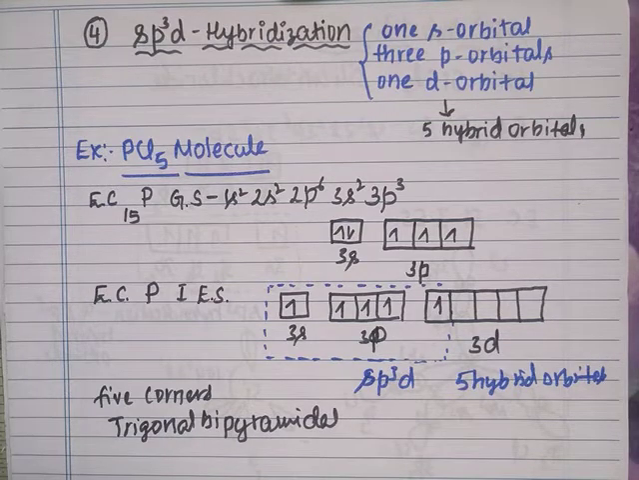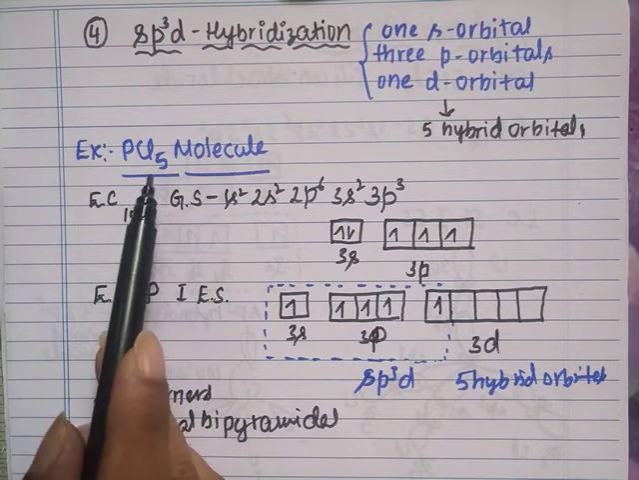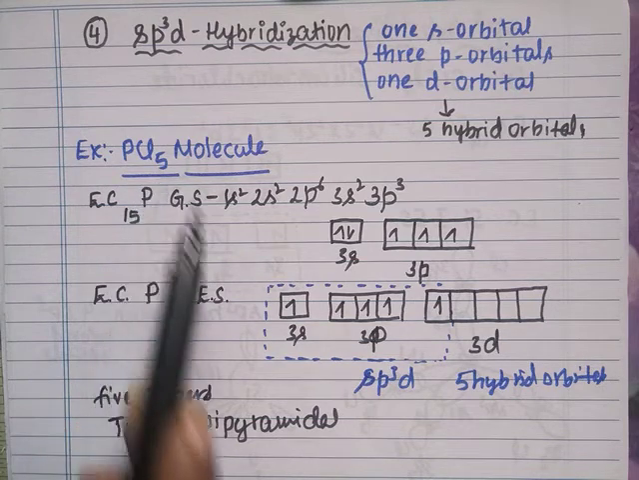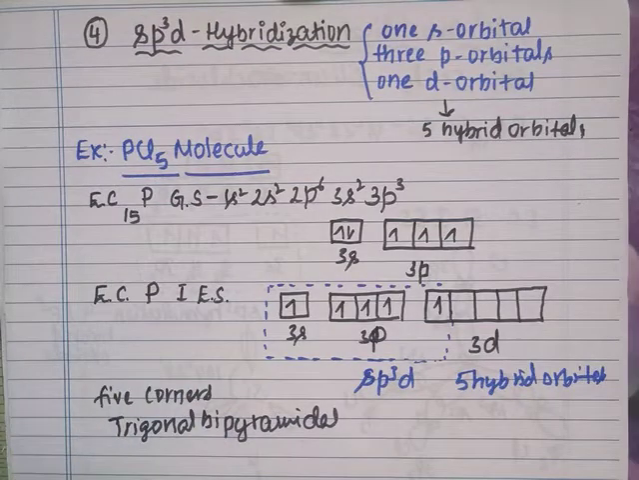Trigonal bipyramidal. So the pz orbitals of the chlorine atom containing the unpaired electrons will overlap with the sp3d hybrid orbitals of the phosphorus to form the PCl5 molecule.